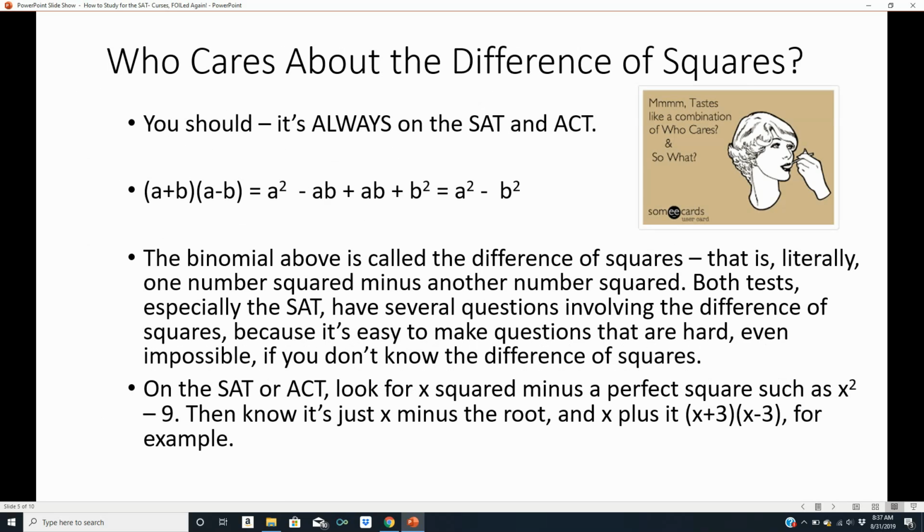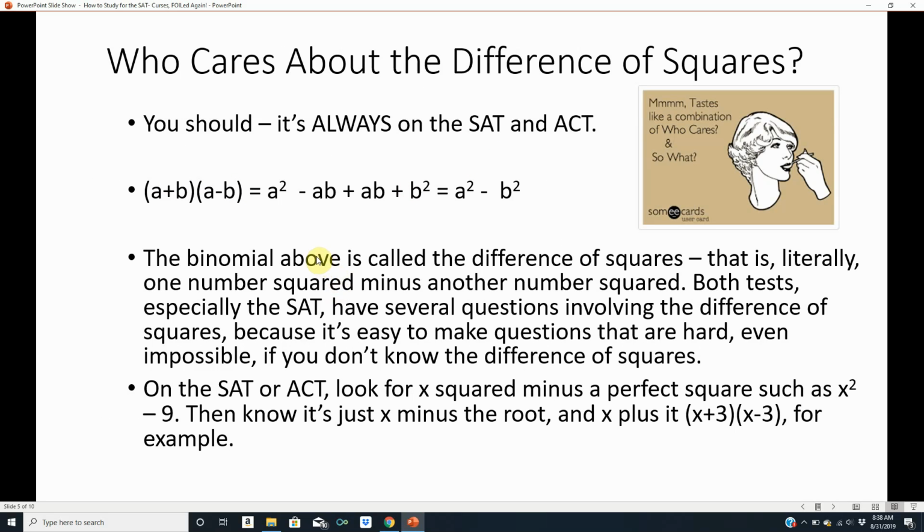So who cares about the difference of squares? Well, hopefully you do. It's always on the SAT and the ACT. Here's the difference of squares again. A plus b times a minus b equals a squared minus ab plus ab plus b squared, which is just a squared minus b squared. So just remember a plus b times a minus b is equal to a squared minus b squared.